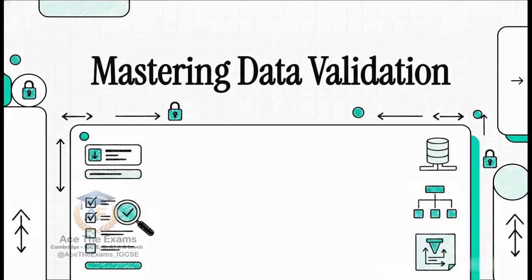Welcome to This Explainer. Today we are pulling back the curtain on Cambridge Information Technology 9626, while also exploring the broader computer science exam strategies that absolutely apply to syllabuses like 0417, 0478, 2210, and 9618. We are specifically diving into Section 8.1, Controlling Data Input, Validation Techniques, and Drop-Down Menus.